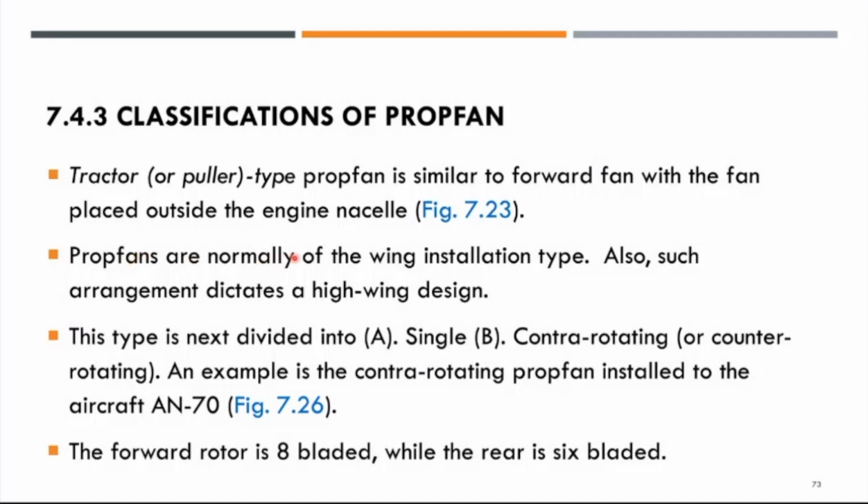And the Propfan are normally of the wing installation type. Okay. Also, such arrangement dictates a high wing design. Okay. So this type is next divided into single, or the other type is contra-rotating or counter-rotating type of arrangement. An example is the contra-rotating Propfan installed in AN-70 type of aircraft, as shown already in figure 726. The forward rotor is 8-bladed, while the rear is normally 6-bladed.